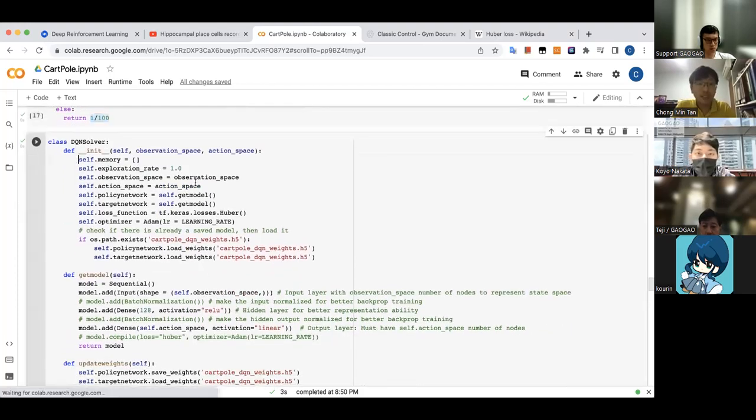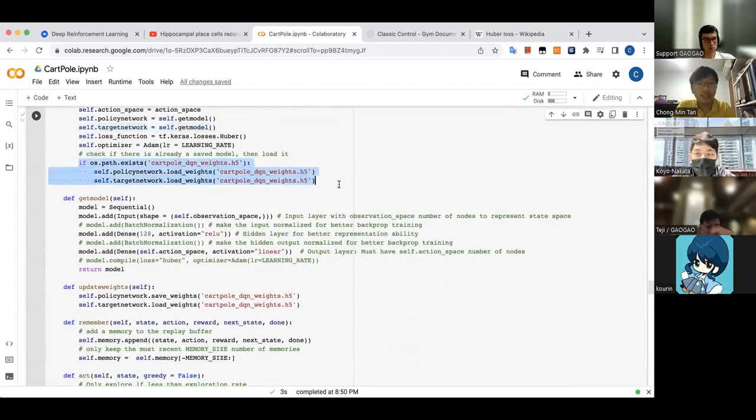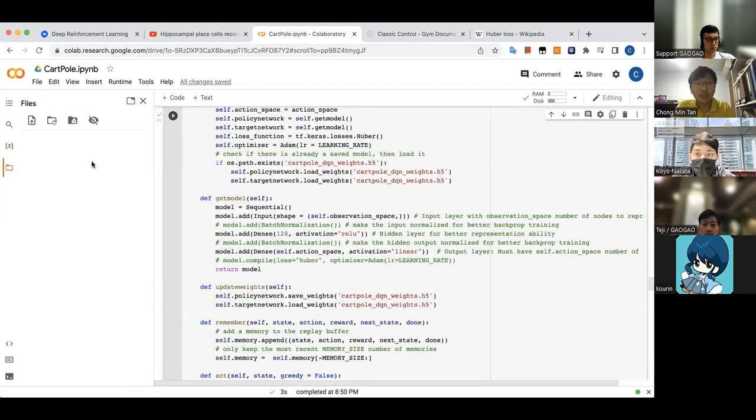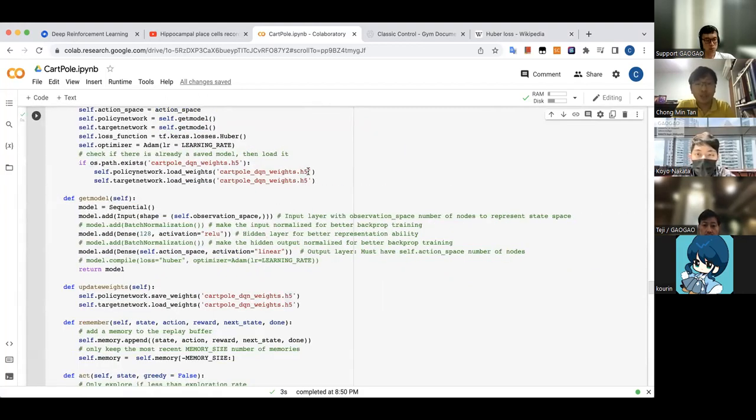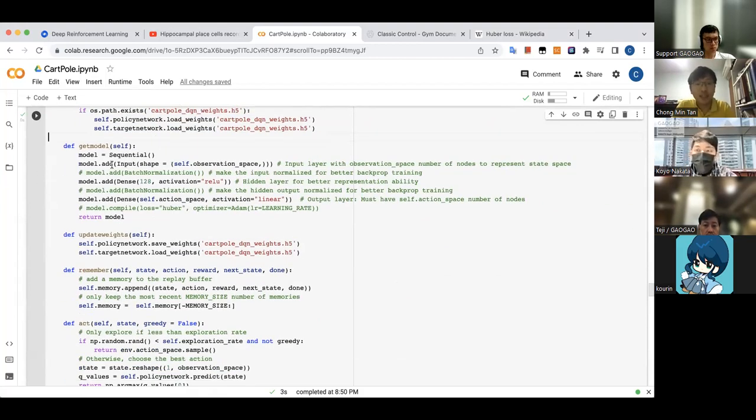This is the initialization. We initialize the policy and the target network, a loss function and an optimizer. Then if there's a file already there, we load those files, which are the network weights. Right now I don't have network weights, so it's learning from scratch, but if you have network weights, you can load them. Get model is basically a sequential model for the observation space, a hidden layer of 128, and then a dense layer of the action space, which is the number of actions. So this gives us action-space number of outputs, which will be your Q values.